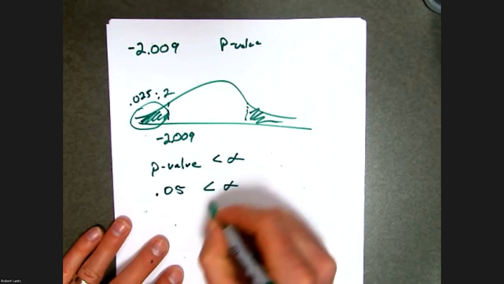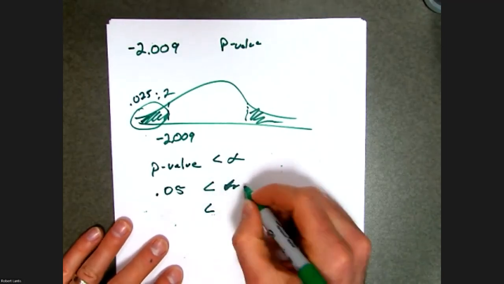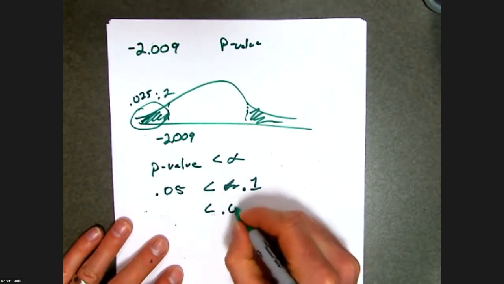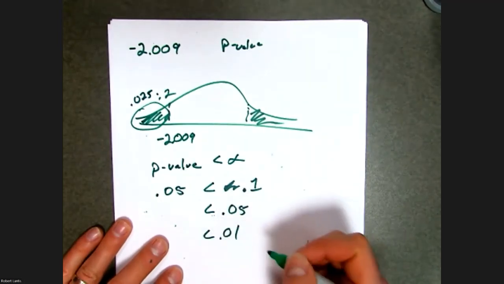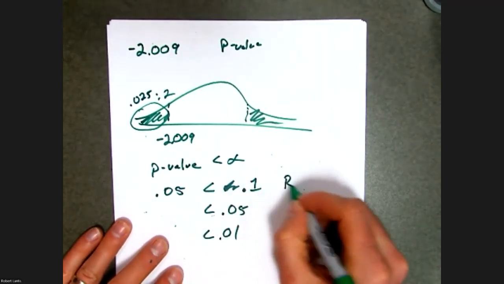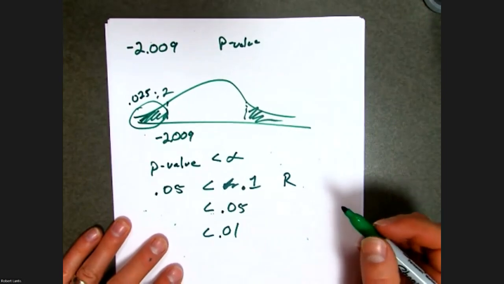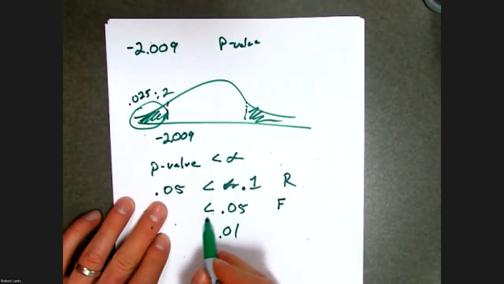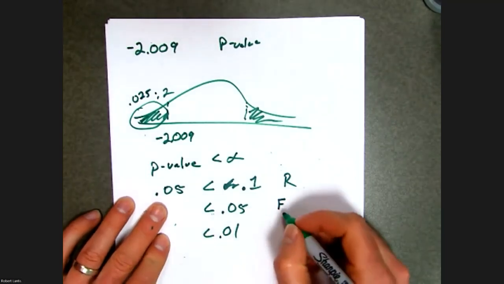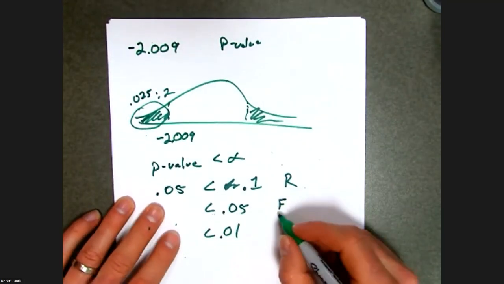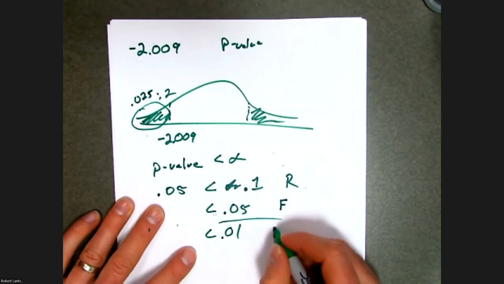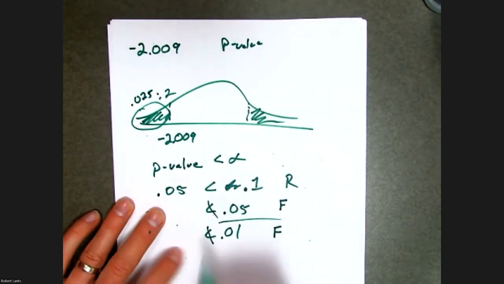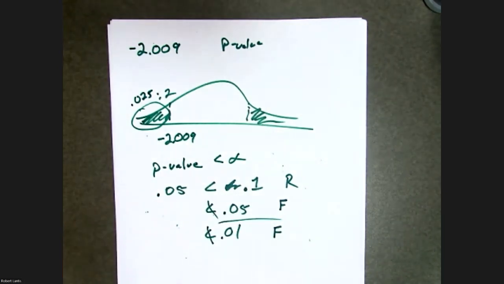Now this is where it'll get a little bit tricky. Is it less than 0.1, 0.05, and 0.01? Well, yes, it's less than 0.1, so I can reject at the 10% significance level. It has to be strictly less than. It's not less than or equal to. So technically, if I had a p-value of 0.05, I would fail to reject at the 5% significance level, and it's definitely not less than 0.01, so I'd fail to reject at that level as well, okay?